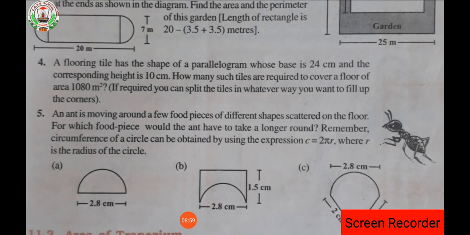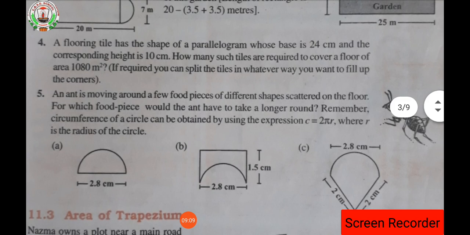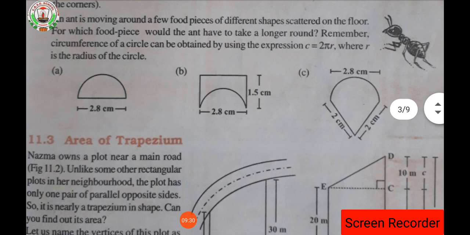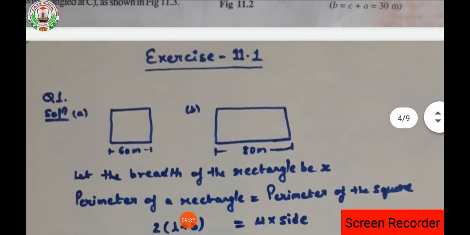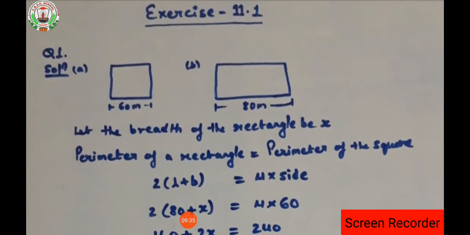Then what is asked in the question? For which food piece would the ant have to take a longer round? Longer round means it will walk along the boundary of the foods, isn't it? So here we have to find individually the perimeter of each figure. Then it will be easy to find in which figure the ant has to travel a longer distance. Okay, now these are the explanations of the question. Let's see the solution of it.